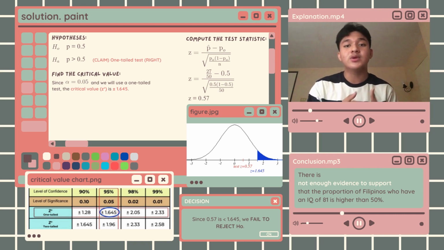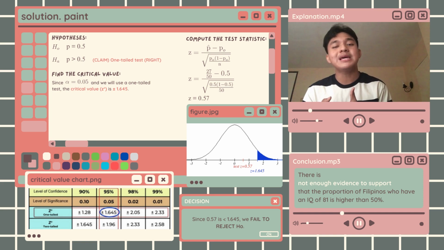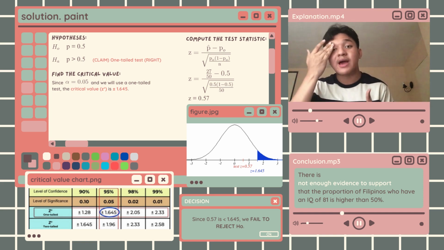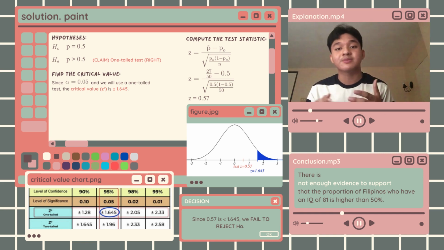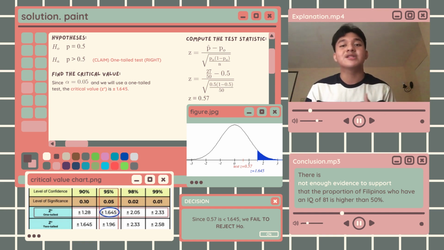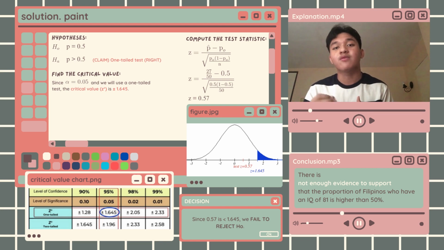To do that, we will use the formula z is equal to p hat minus p sub o all over the square root of p sub o multiplied by the quantity of 1 minus p sub o all over n. By substitution, we would have 0.54 minus 0.5 all over the square root of 0.5 multiplied by the quantity of 1 minus 0.5 all over 50, which is equal to 0.57.